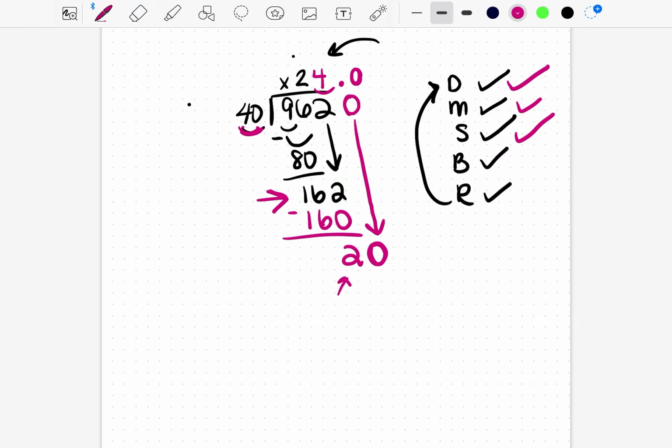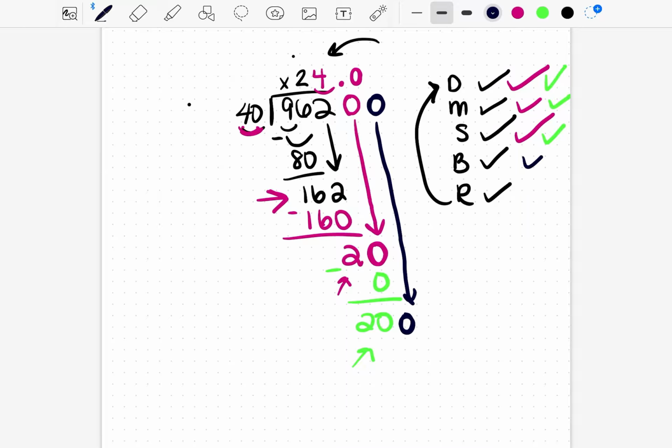We divided, but we're still going to multiply. 0 times 40 is 0. We're still going to subtract. 20 minus 0 is 20. And we're going to try to bring down again because we still have a remainder. So now I'm going to change colors again, and I'm going to put another 0 here. I'm going to bring down the 0 next to the 20. And now I have a new number, 200, and I'm going to repeat.